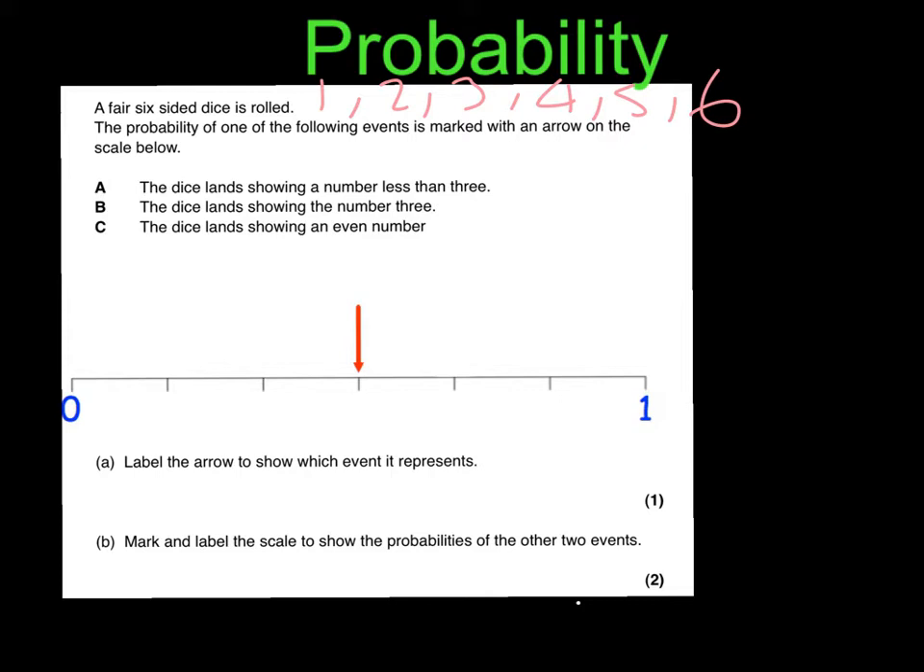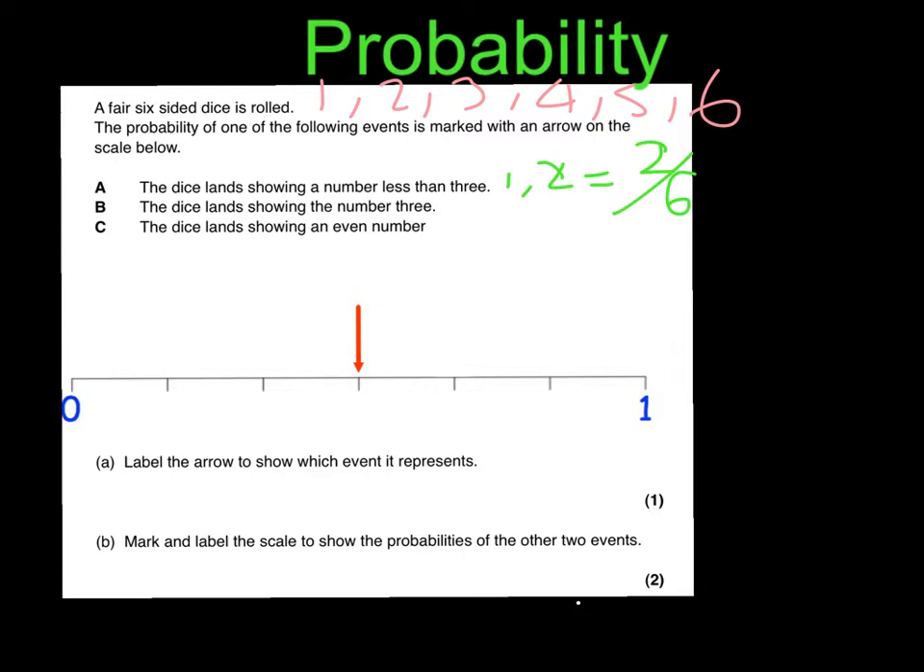So this arrow here in red represents one of the following: A, B or C. So let's just think what we've got. A, the dice lands showing a number less than 3. So from the above list, which ones are less than 3? It doesn't say that it includes the 3, so the numbers that are less than 3 are 1 and 2. So that is 2 of them out of the possible 6 is the probability for A.